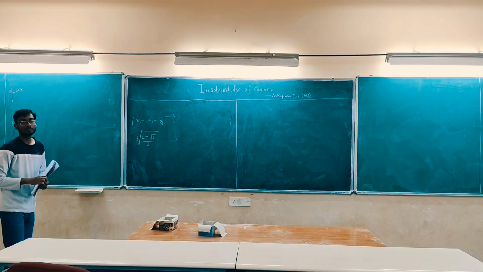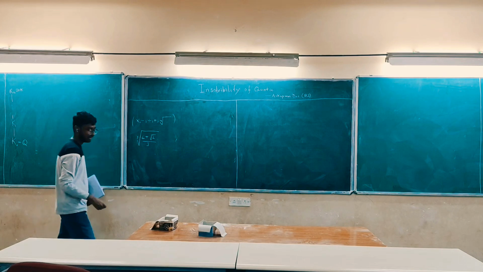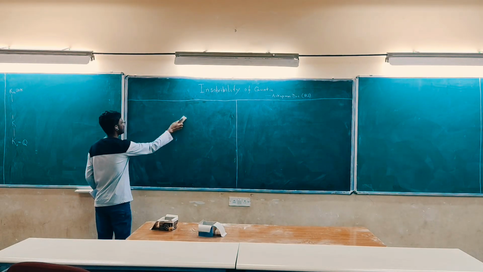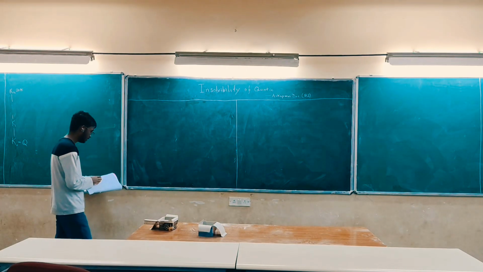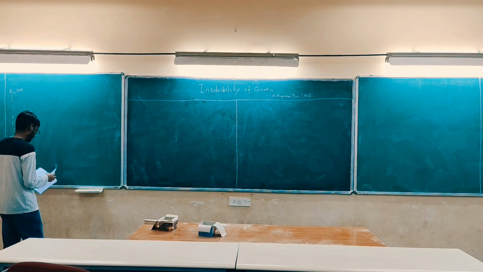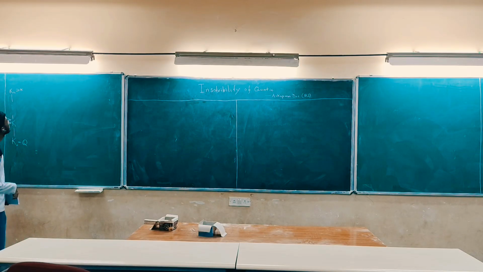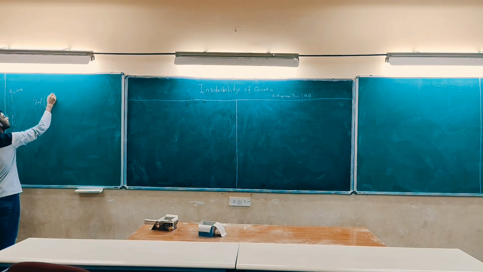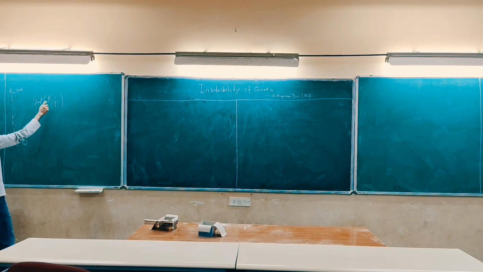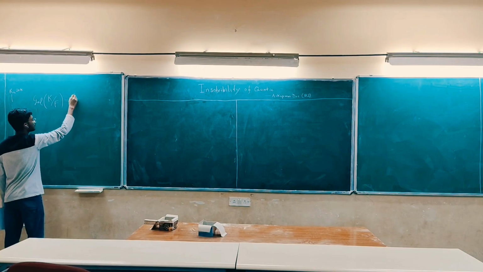Now I will move on to some definitions that will be used in the proof, like minimal polynomials. Maybe before minimal polynomials, I will talk about what Galois extensions are. Say K is an extension of F, so F is a subfield of K.